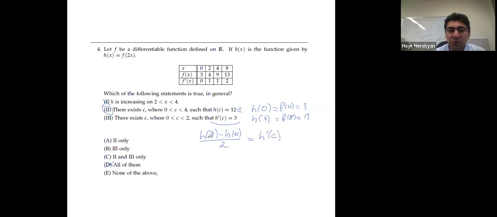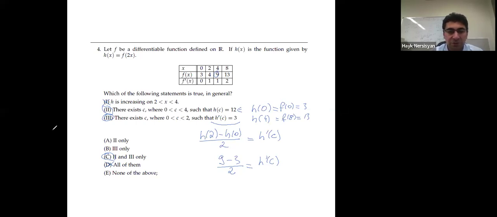What is h(2)? h(2) is f(4). f at 4 is 9. So we get 9 minus 3, h(0) is 3, divided by 2 equals h prime at some point c. Which means that the third statement also is true. So second and third only are correct statements here. It's true.